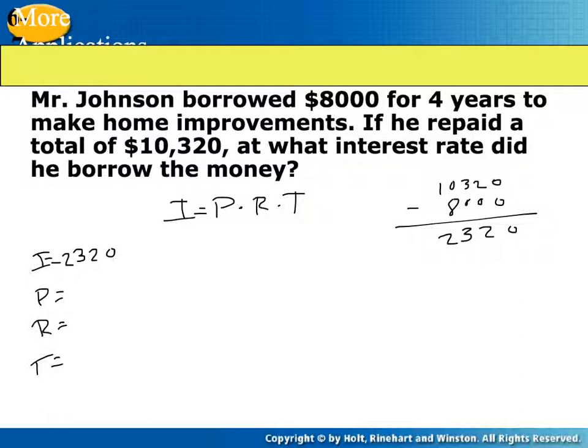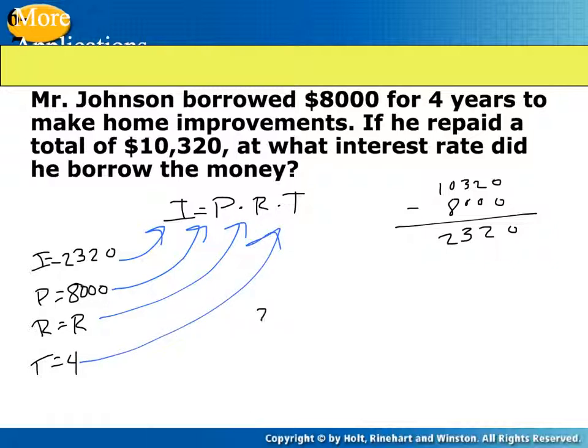All right. So when you do this problem, we subtracted, we have our interest, now we can solve it. What is my principal? 8,000. Rate? I don't know. Time? 4 years. Plug in what we know. Here, here, here, here. 2,320 equals 8,000 times R times 4. As we look at this, simplify first. 2,320 equals 32,000R.